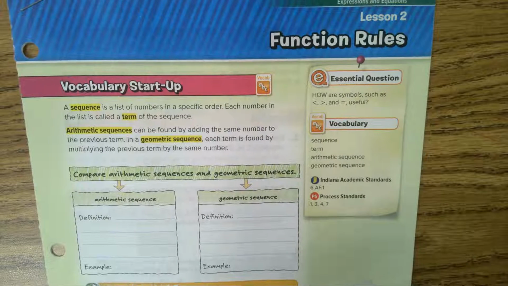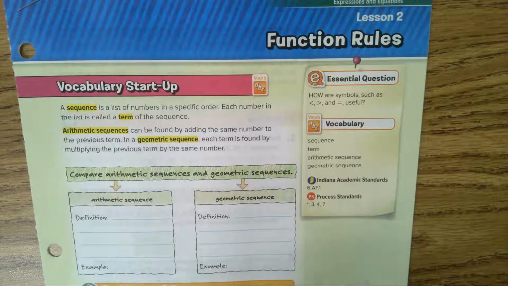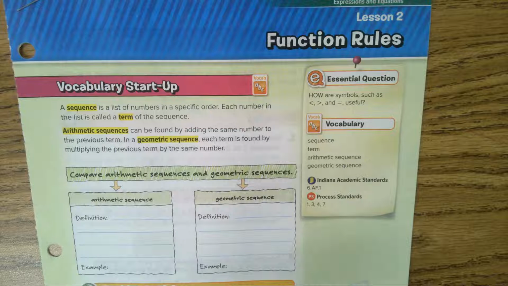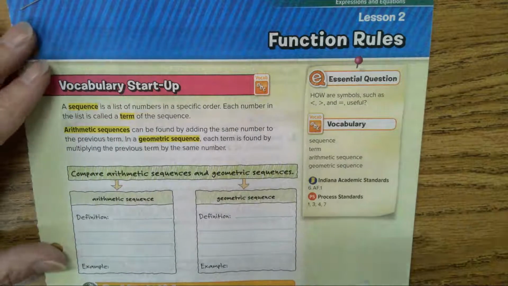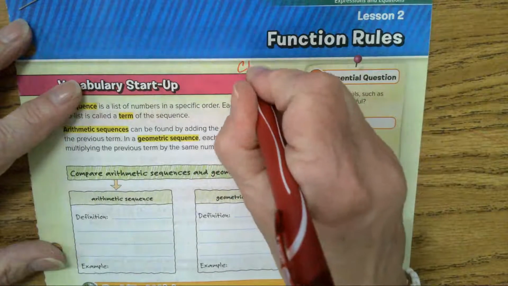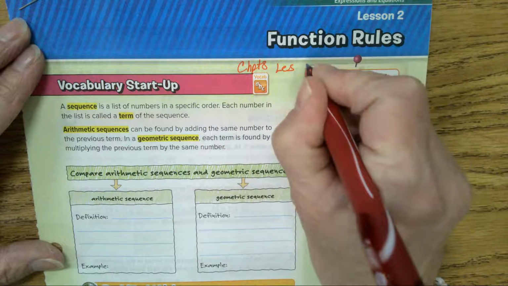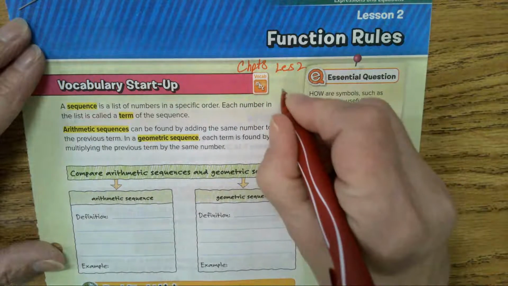Well, hello, this is Mrs. Robertson, and today in Math 6, we are going to do Chapter 7, Lesson 2 on page 587. Excuse me, it's Chapter 8, not Chapter 7. Chapter 8, Lesson 2, Function Rules. And this is on page 587.